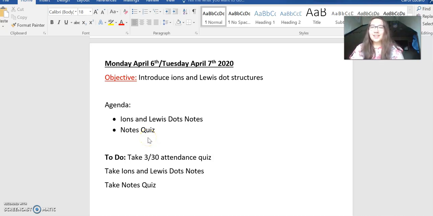So, this is going to be your agenda for Monday and Tuesday, April 6th and 7th, depending on whether you're first or second period. The objective for today is to introduce ions and Lewis dot structures. So I'm going to talk really quickly about your ions and Lewis dots notes, and then the notes quiz that you will be taking afterwards.